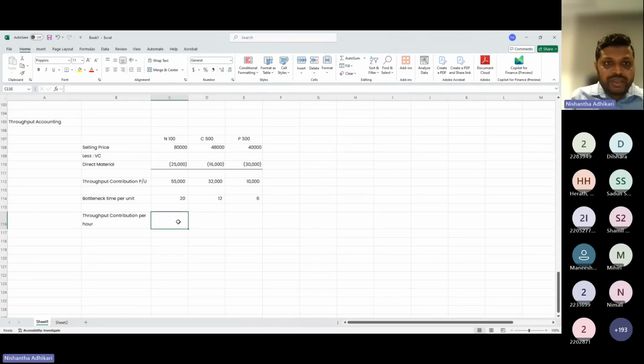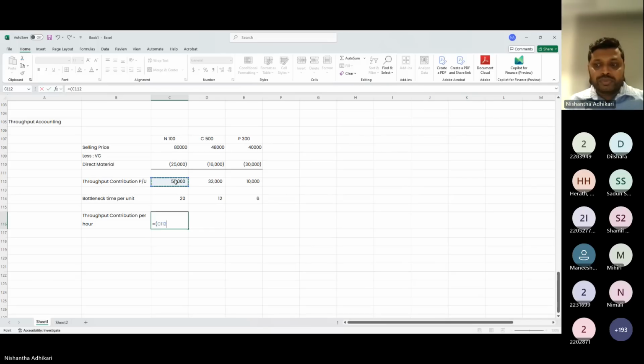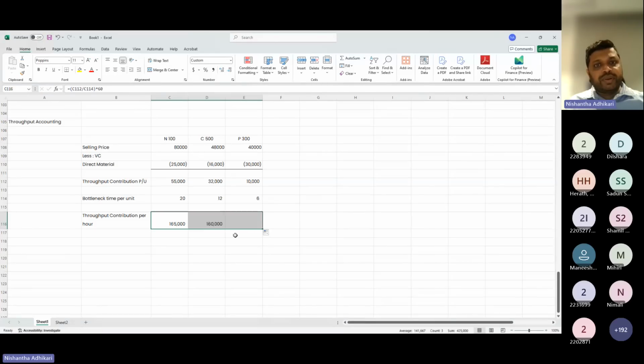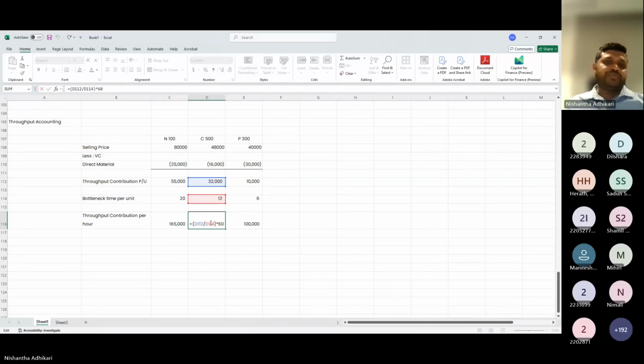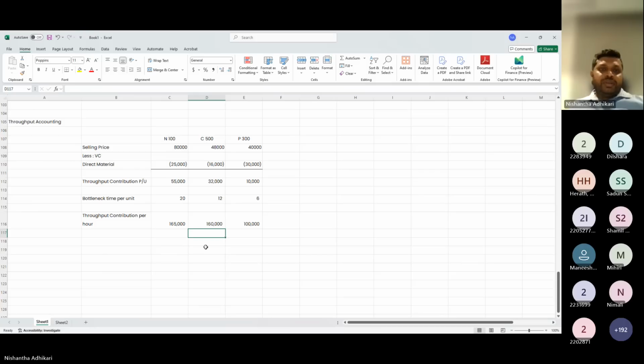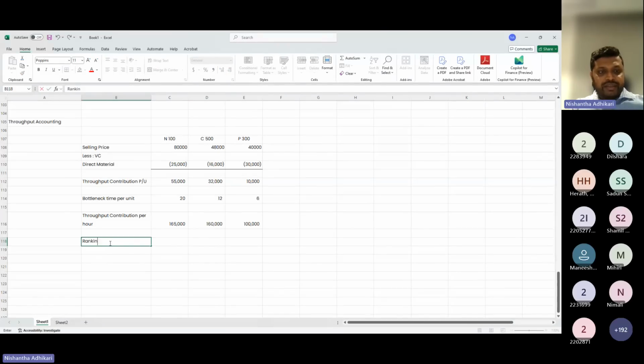How do I calculate it? Now you will earn 55,000 for 20 minutes, multiplied by 60. This is the hourly rate, return per hour. Right. Then likewise, we will work out the others. Now you can see this is the return per factory hour. Now you can rank: here it is number 1, here number 2, here number 3. This is how the allocation looks.